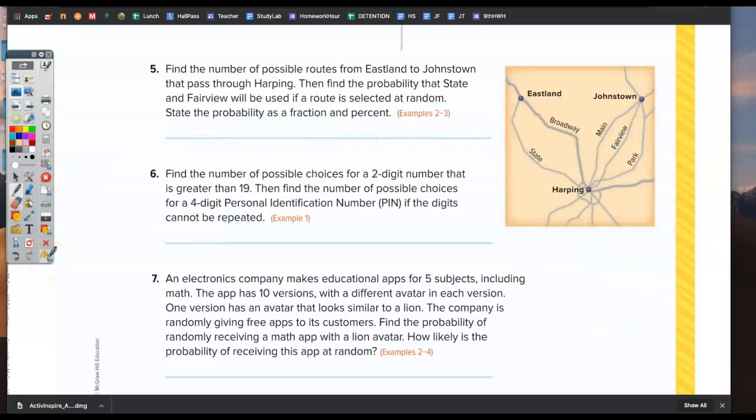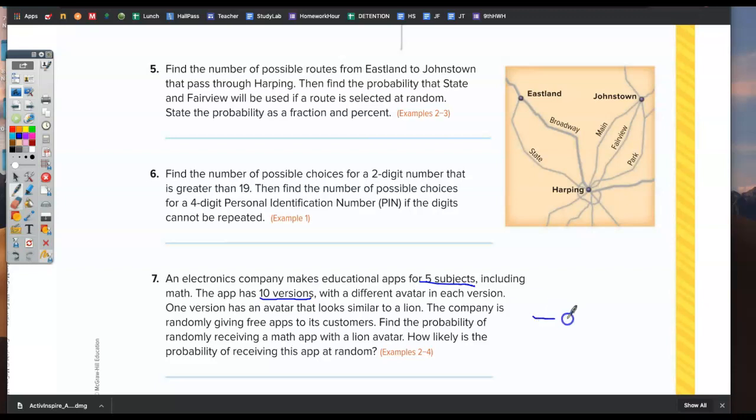All right, number 7. An electronics company makes educational apps for 5 subjects, including math. The apps have 10 versions, with a different avatar in each version. One version has an avatar that looks similar to a lion. The company is randomly giving free apps to its customers. Find the probability of randomly receiving a math app with a lion avatar. How likely is the probability of receiving this app at random?